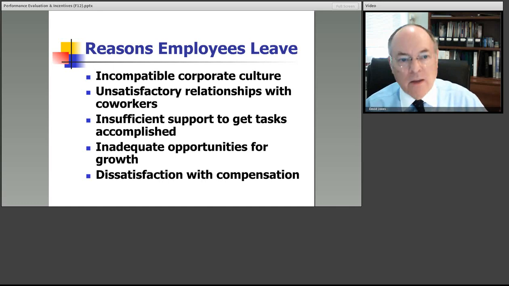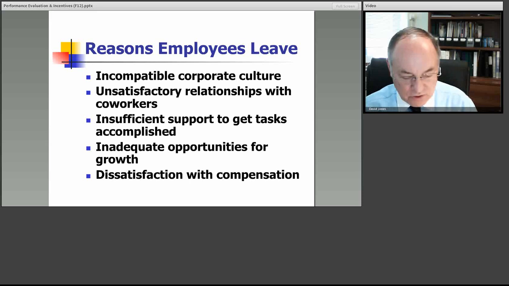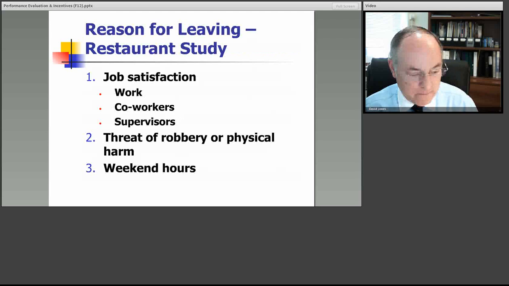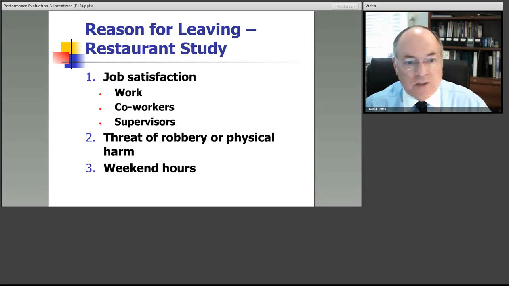By the way, what a lot of people say is that people don't quit jobs, they quit bosses. So we go back to this whole thing about thinking about the company culture or the persons themselves. This is a study that was done a while back of people leaving the restaurant industry, and what they said was job satisfaction was the number one, and it was about co-workers and supervisors. That's what they didn't like.